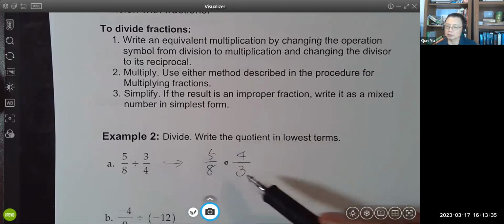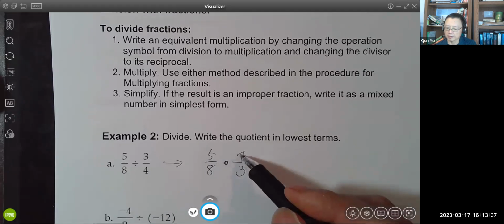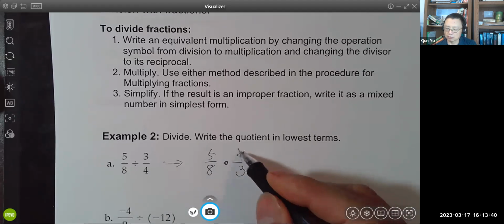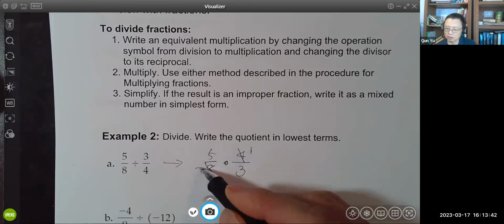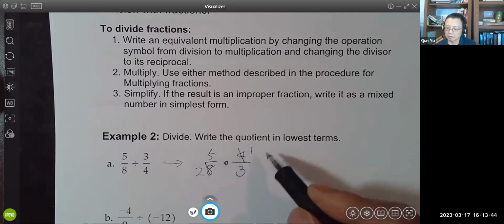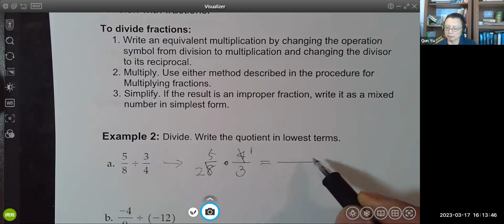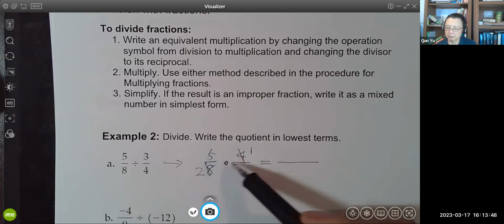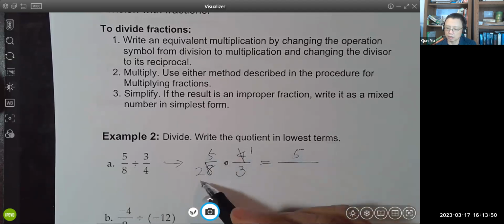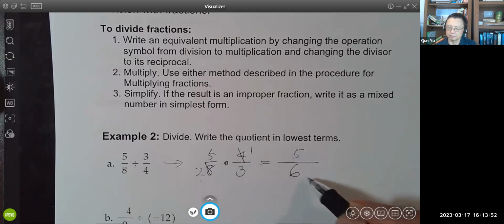Then we do it as a fraction multiplication problem. And we are going to simplify between these two, both sides can be divided by 4. Now nothing else can be simplified. Now we can multiply them together. 5 times 1 is 5. 2 times 3 is 6.